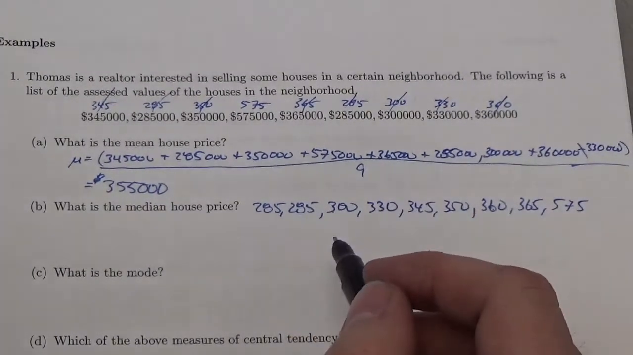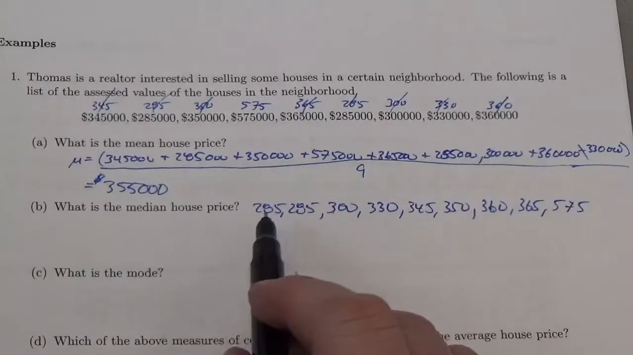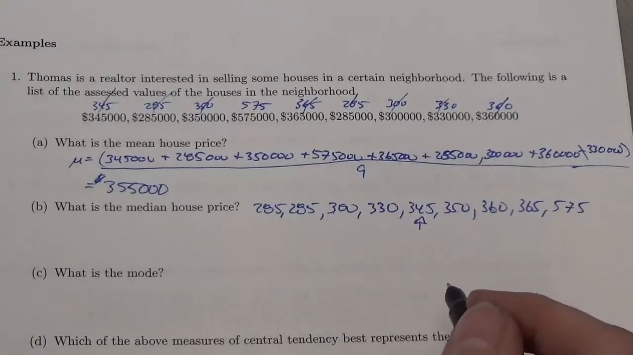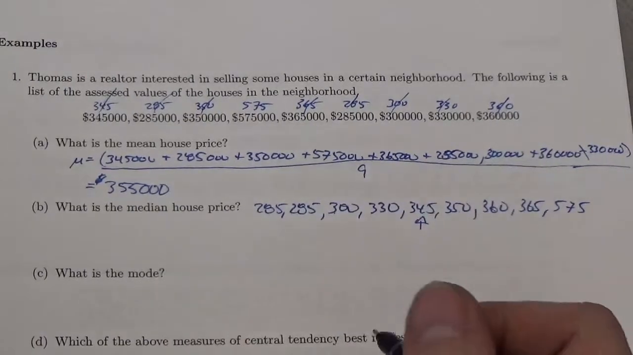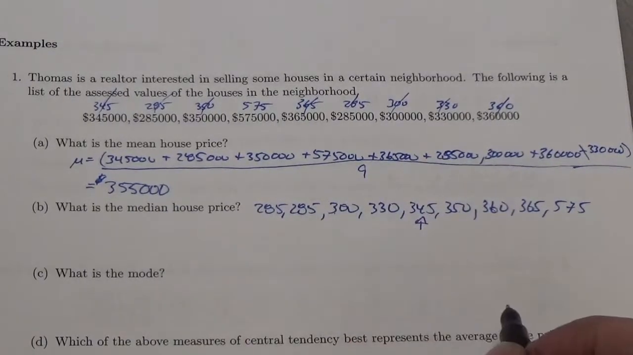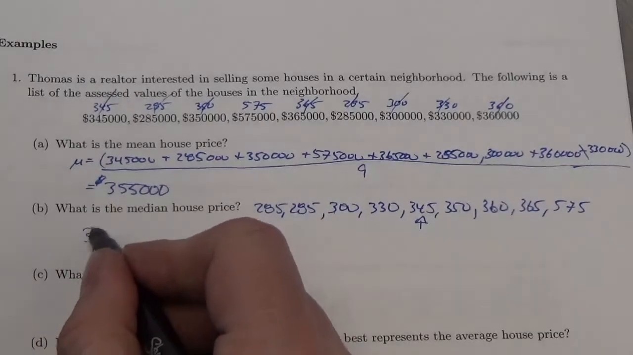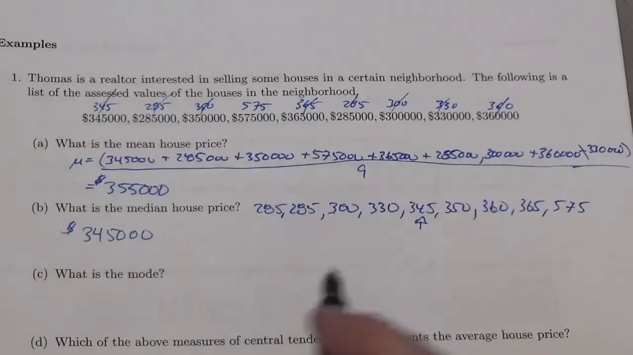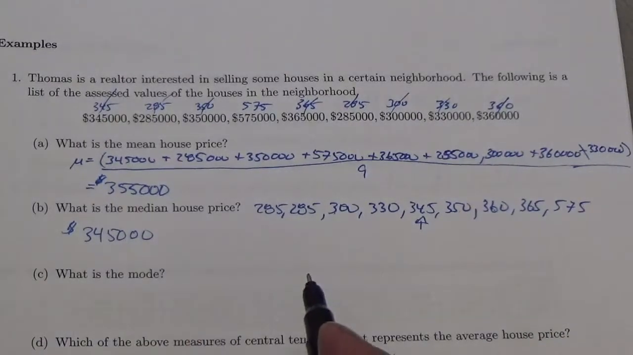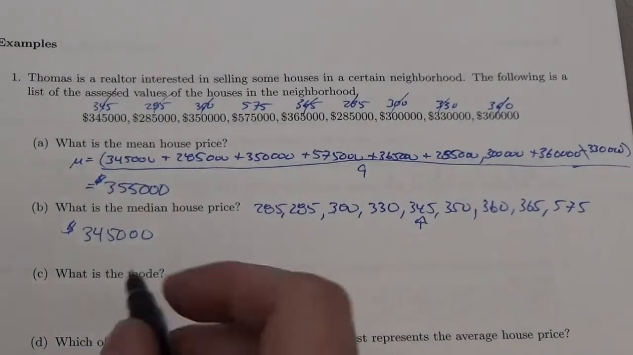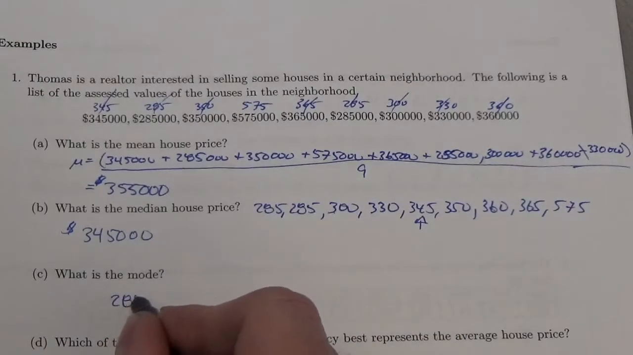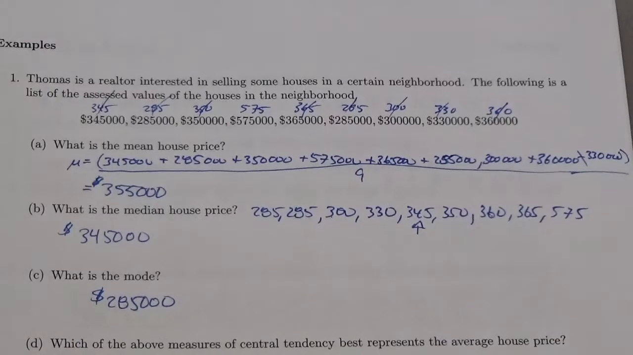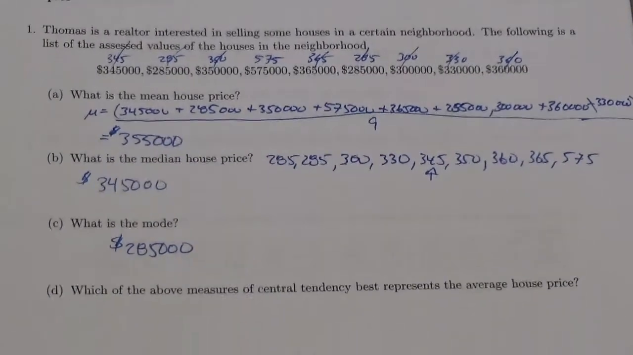And so now the median is just going to be the middle. So 1, 2, 3, 4, 5. In a group of 9 values, it's going to be the fifth one that's going to be the middle. So the median house price here would be $345,000. Now, the mode is the one that shows up the most often. And in this case, it's going to be $285,000.